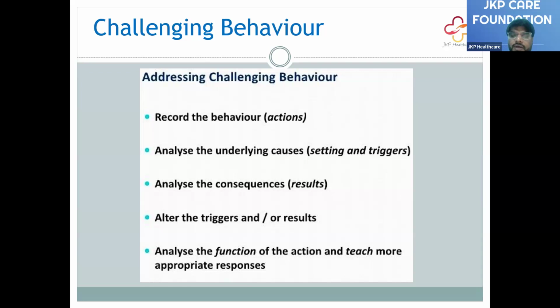And the child is doing that behavior. But we need to teach the child more appropriate behavior, how to say no, not to do this. That is the final conclusion.